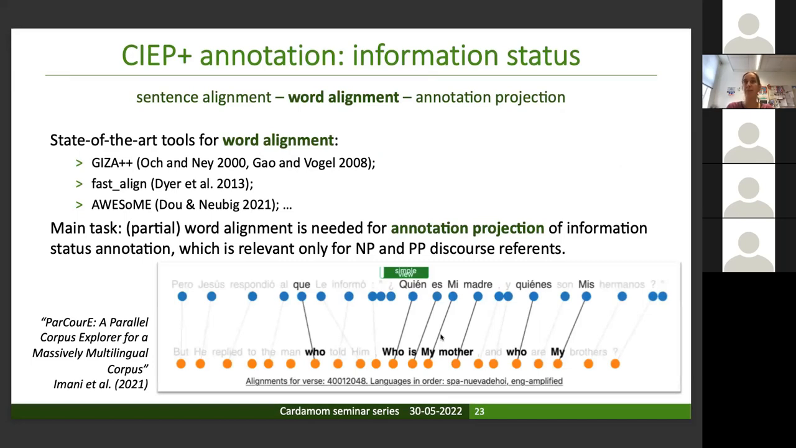Then we also obviously need word alignment. There are lots of state-of-the-art tools, but mostly people are concerned with optimizing these, with creating state-of-the-art tools, and not really with practical usage, as far as I can tell. So we need that for the annotation projection, but we only need it for the NP and PP discourse reference, because that's the only part of the material that will receive the information status annotation. So we only need it there. And we think that it's probably easier to have word alignment of NPs and PPs than of some other types of constituents.